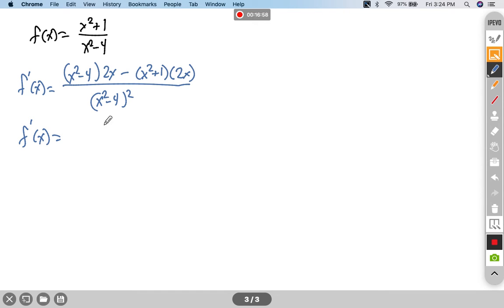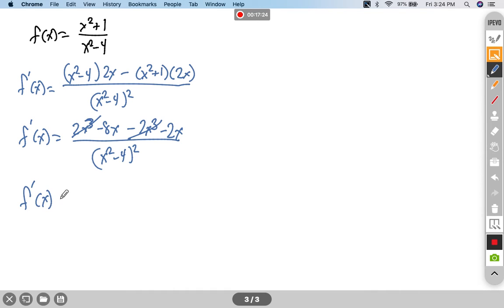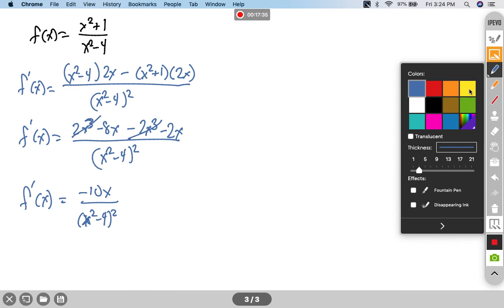And see what we can simplify. We get 2x cubed minus 8x minus 2x cubed minus 2x over x squared minus 4 squared. And yay, those cancel out. And I'm left with my first derivative is just negative 10x over x squared minus 4 squared. That one wasn't too bad.